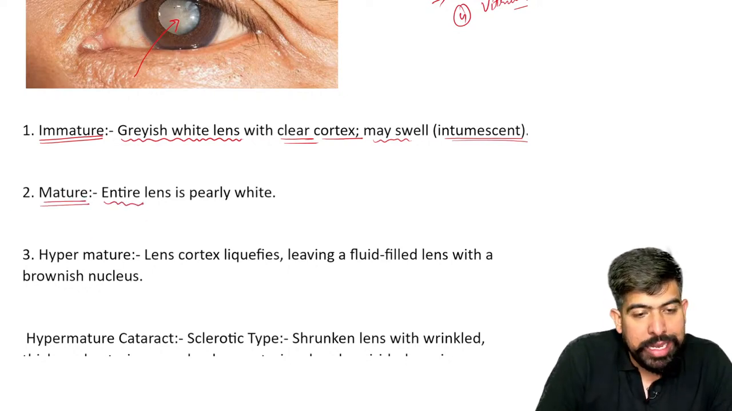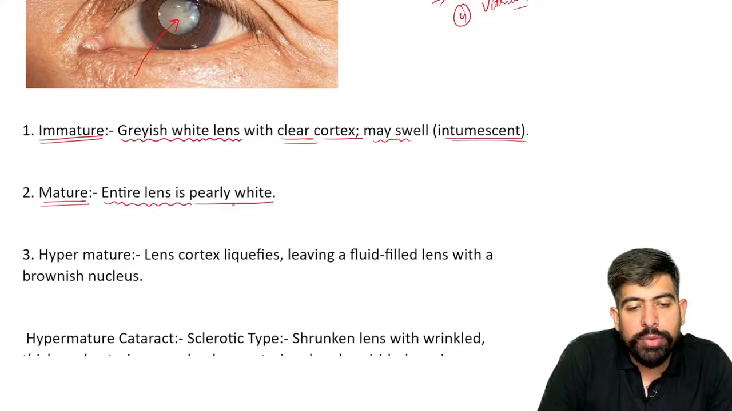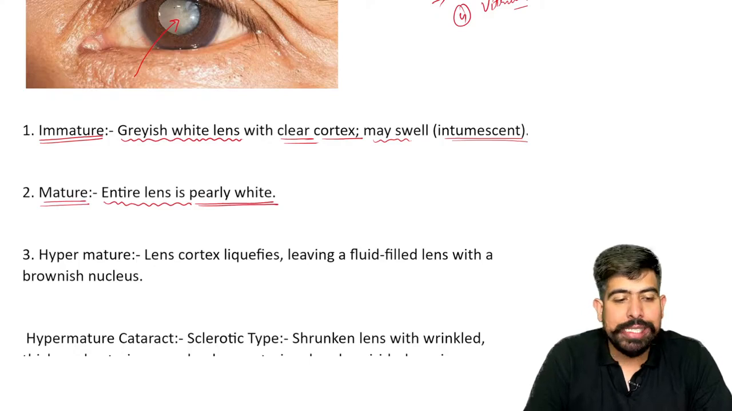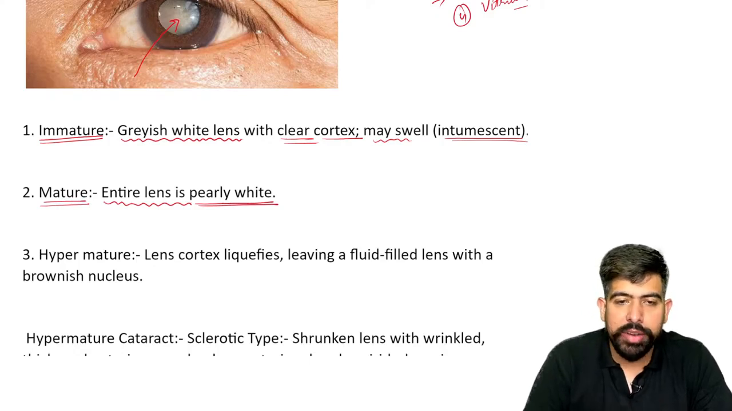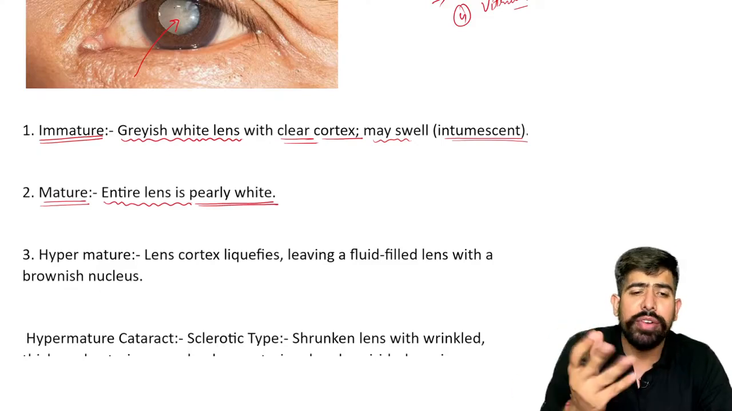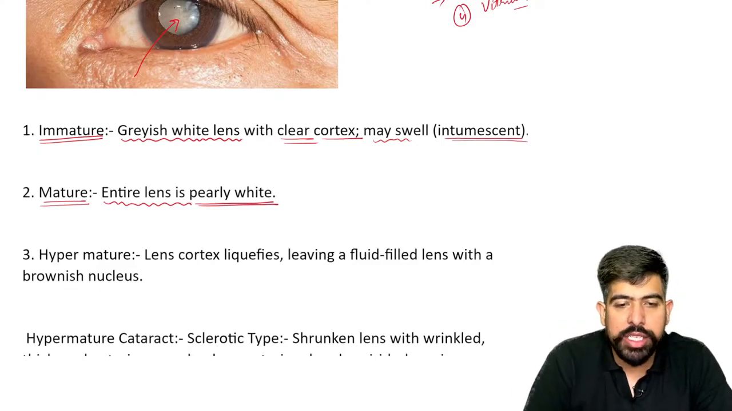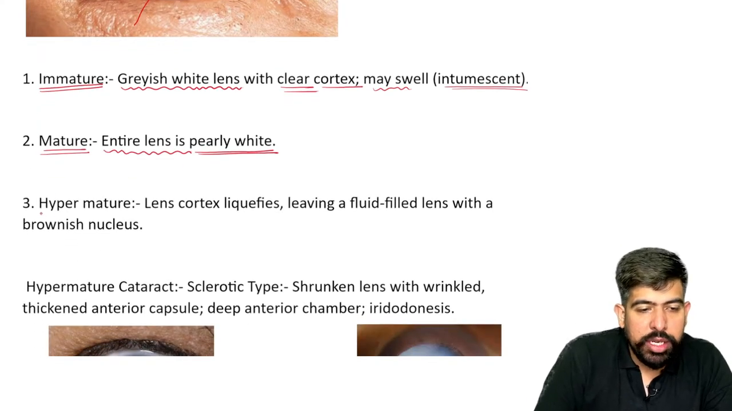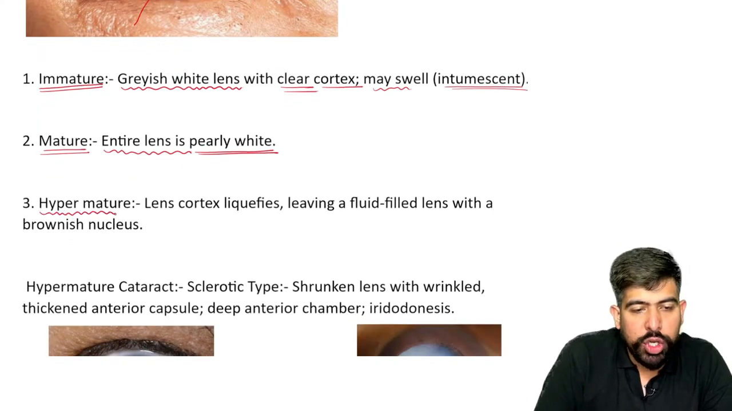Next we have the mature cataract. What will happen? The entire lens will become pearly white. As it is pearly white, there is blurring, and your vision will be affected. In the immature cataract, the patient has difficulty in vision, but now the vision will be affected fully.